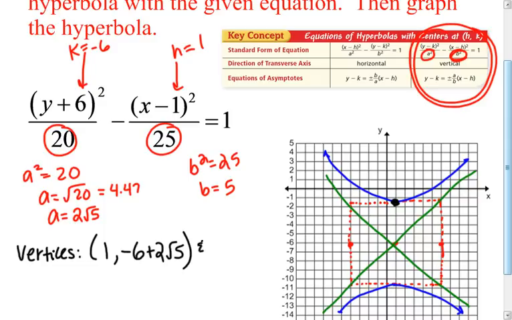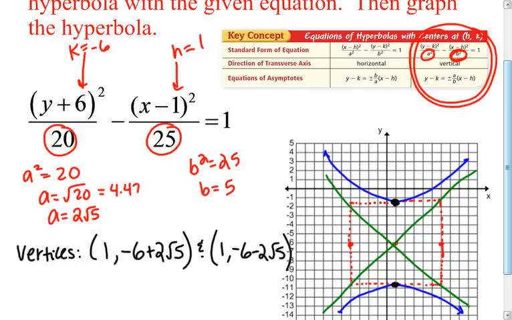And then, of course, if you go the other way, you're still 1 over, and this vertex down here would be at negative 6 minus 2 root 5. Again, 2 root 5 is the same as the square root of 20, but I want it simplified as much as you can. Okay, so there's your vertices.